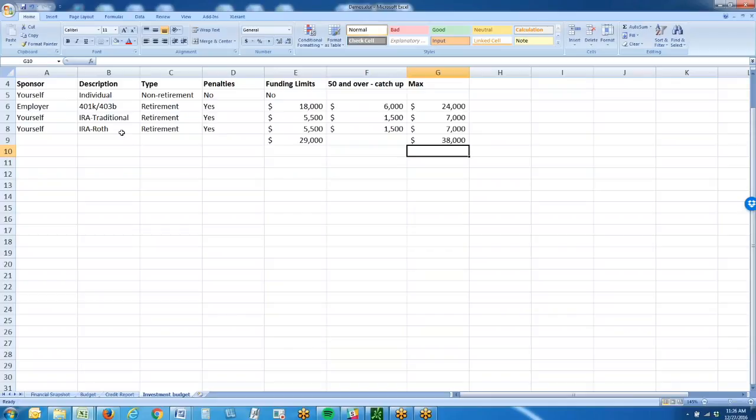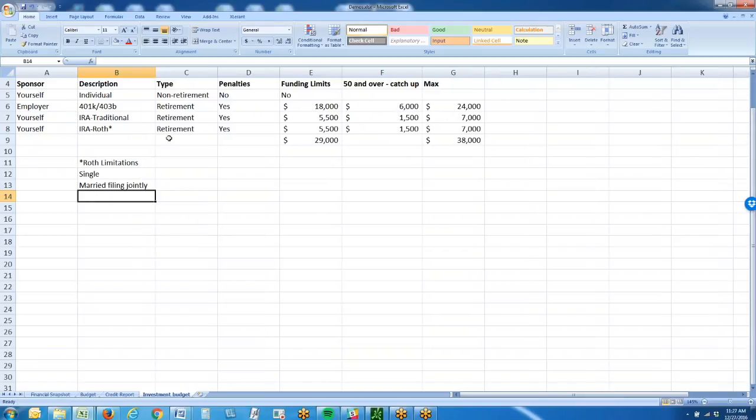Now there are some limitations as far as a Roth, and this is the only exception here. You're only able to contribute to a Roth depending on how much money you make. So there are cutoffs, and it depends on your filing status as well. We'll look at the two most common ones, single and married filing jointly. You would have to look up your own and also look at this with a tax accountant.